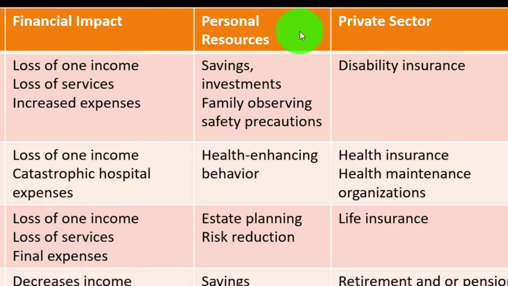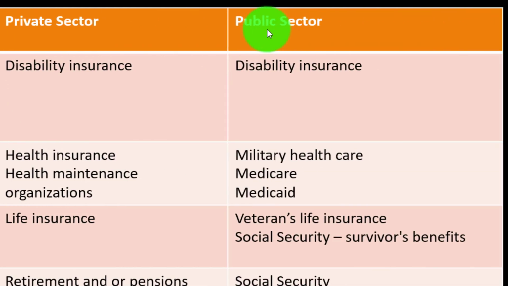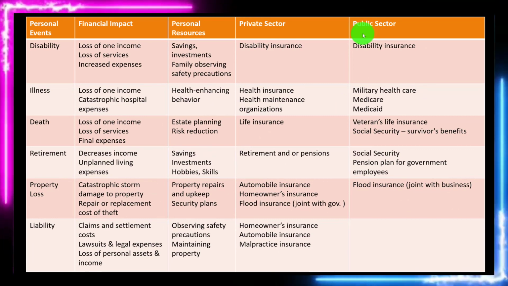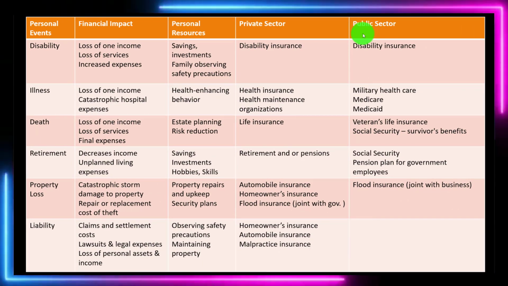And then we've got the personal resources. These are the things that we can do to try to mitigate these personal events that we want to make sure are in place in our planning strategy. And we would like to then think about our insurance to try to shift at least some of the financial components and risk to the insurance company. We have the private sector and then the public sector with regards to insurance, which have a lot of similarity and crossover, but that's the general idea.